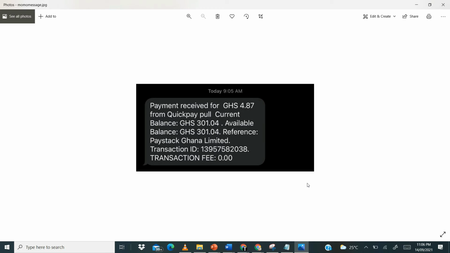So this is actually a mobile money transaction. Okay, this is also very similar to a card transaction as well. And you notice that the reference here is Paystack Ghana Limited. As I stated at first, all Keepsales payments are powered by Paystack.